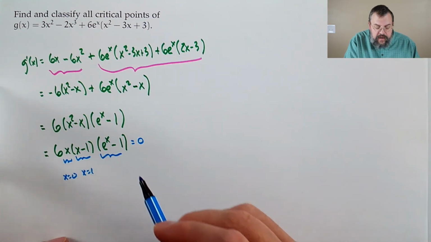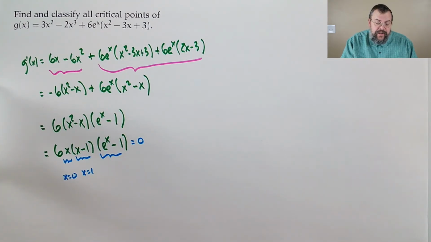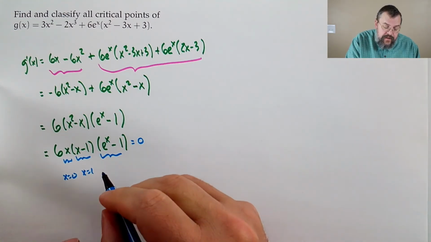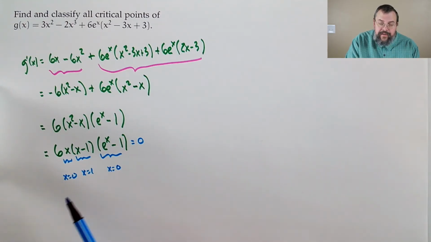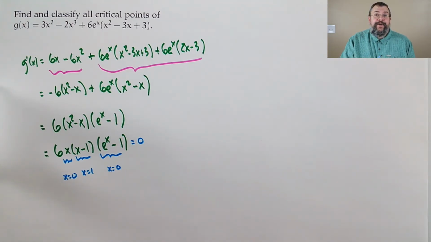And then here we have e to the x minus 1. Now, can that ever be 0? And when? Well, it can be 0, and that happens at x equals 0. All right, good. Now you might say, hey, 0 is there twice. Does that mean it's extra critical? Well, no, not so much that it's extra critical, but the fact that 0 shows up multiple times might say 0 is maybe not as interesting as we might think when we first see the function. Or maybe it's more interesting, who knows?